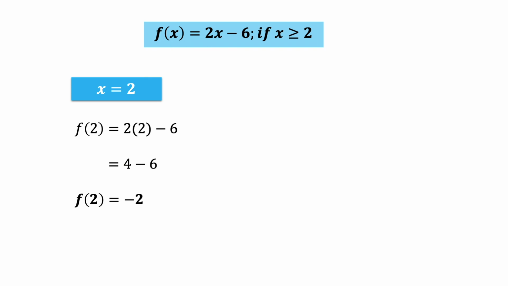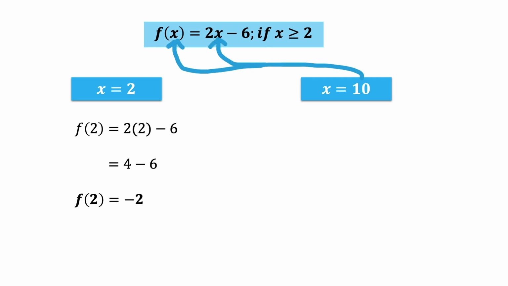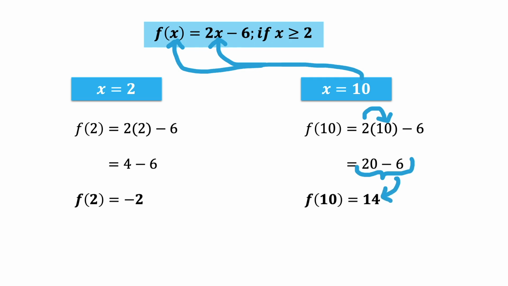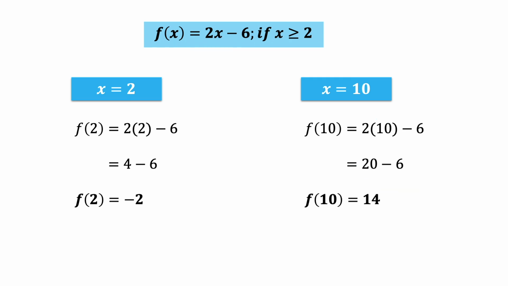Finally, we will solve for f of 10. We will replace all x variables by 10. We will have f of 10 equals 2 multiplied by 10 minus 6. The product of 2 and 10 is 20. Now, 20 minus 6 is 14. Therefore, f of 10 is 14.